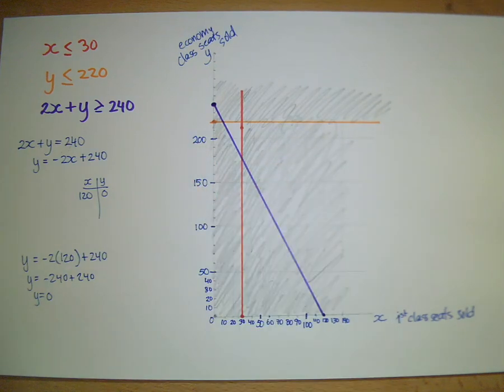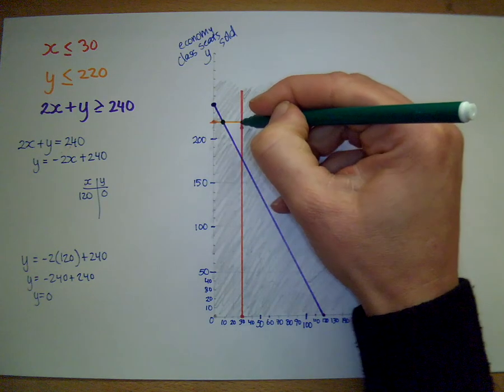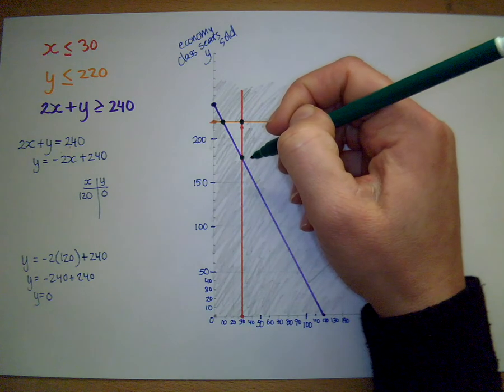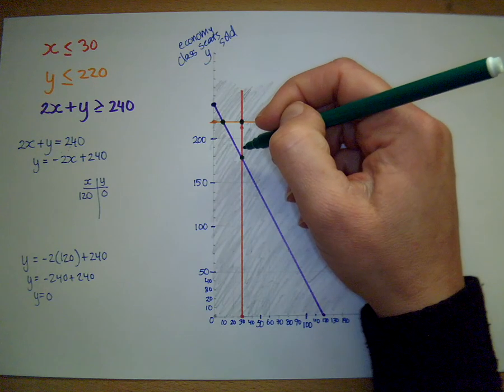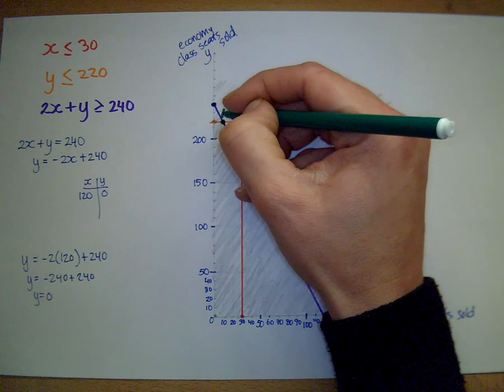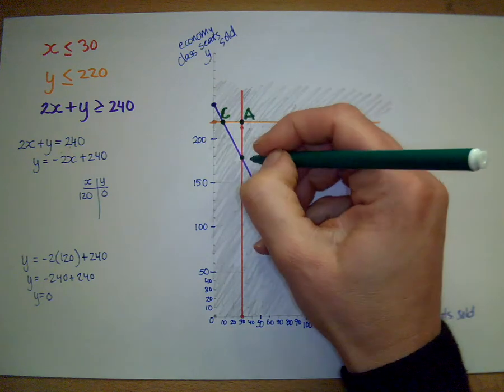Okay, now if they were to ask us, what is the minimum number of seats to be sold for the flight not to be canceled? So what is the minimum number of seats to be sold? Minimums and maximums are going to be at these vertices, corners of this required region. Let's call this point A. Let's call this C, this A, and this point B.